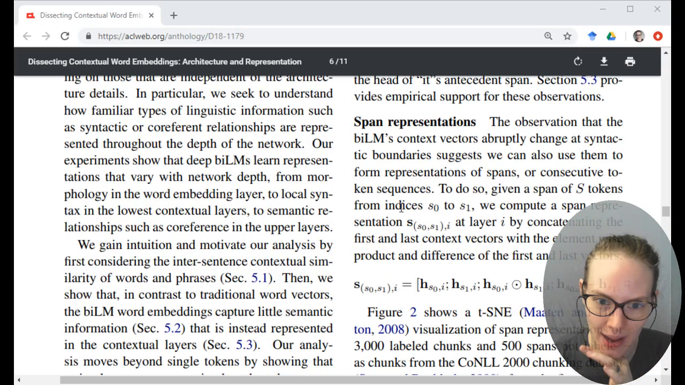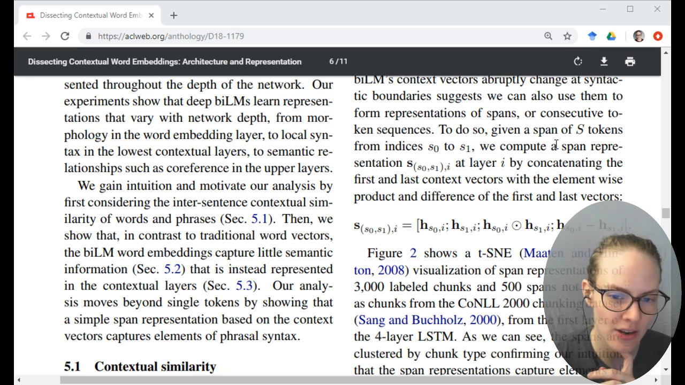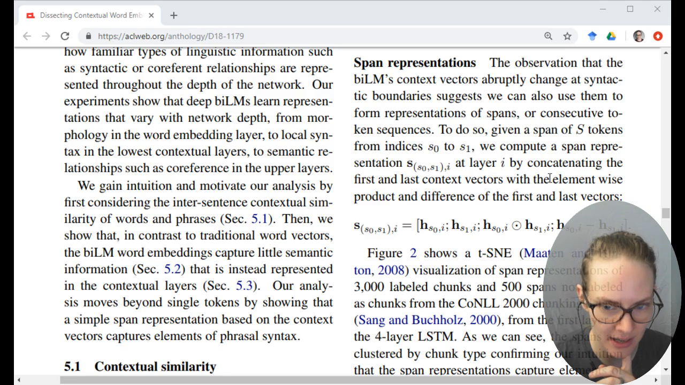The observation that the BiLM's context vectors abruptly change at syntactic boundaries suggests we can also use them to form representations of spans or consecutive token sequences. To do so, given a span of tokens from indices s0 to s1, we compute a span representation at layer i by concatenating the first and last context vectors with the element-wise product and difference of the first and last vectors.